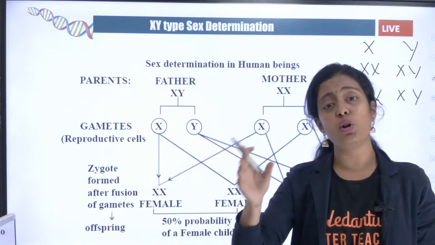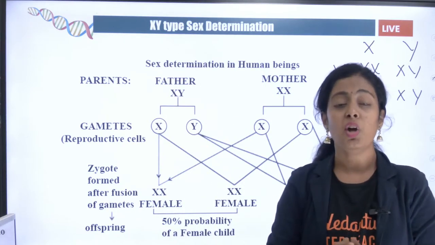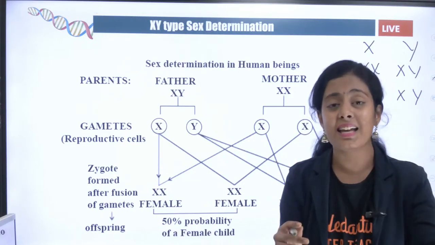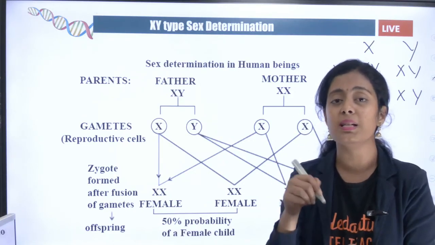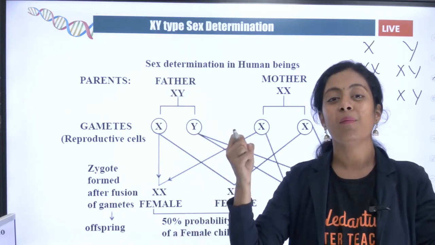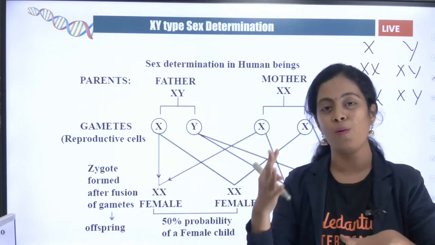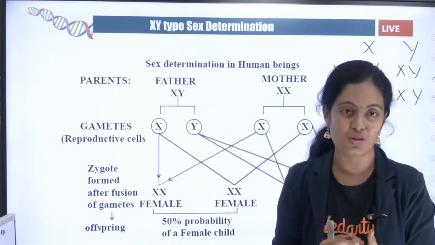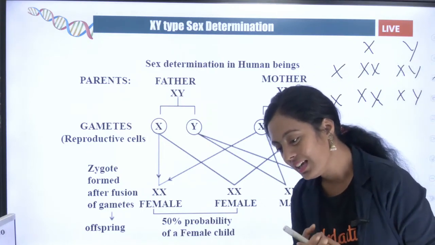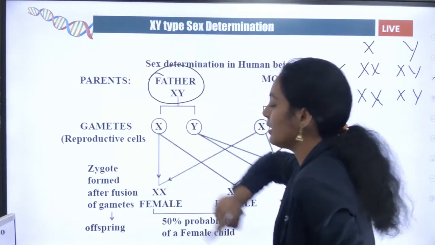Because the mother is producing homogametes, all her gametes only have the X chromosome. Now what determines whether the sperm that is fertilizing carries an X chromosome or a Y chromosome? So we should no longer blame mothers for having continuous girl children. Still there are people who keep on blaming only women for having girl children. That has to be completely condemned. Those who did not understand, so who is determining? The father is determining the sex.